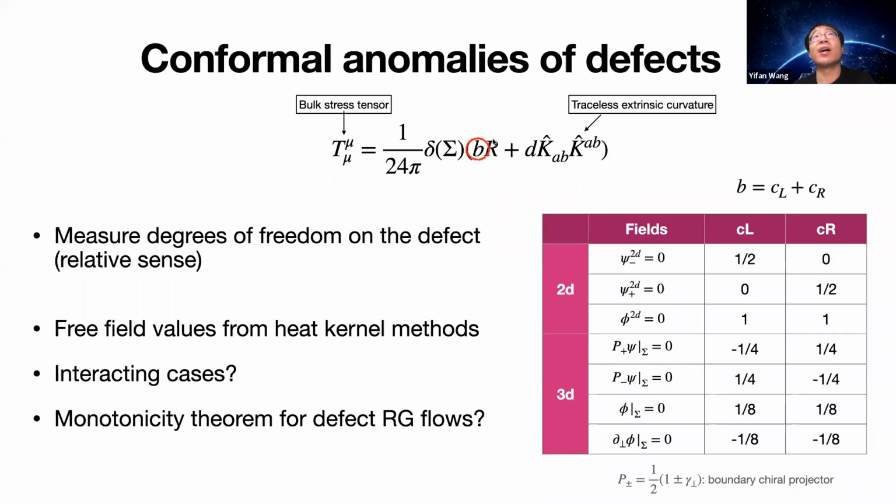And this is also why this B is more relevant for counting degrees of freedom on the defect, while D encodes some other information. And this is also kind of intuitive why B would play the role of this height function for defect RG flows rather than D.